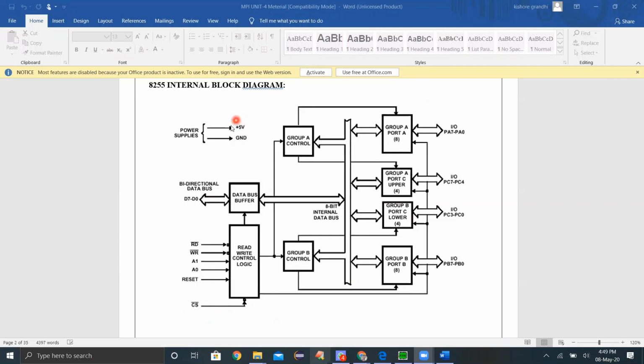Here, it requires a 5 volt power supply to activate the 8255, and it is also linked with the ground signal. Thank you so much.